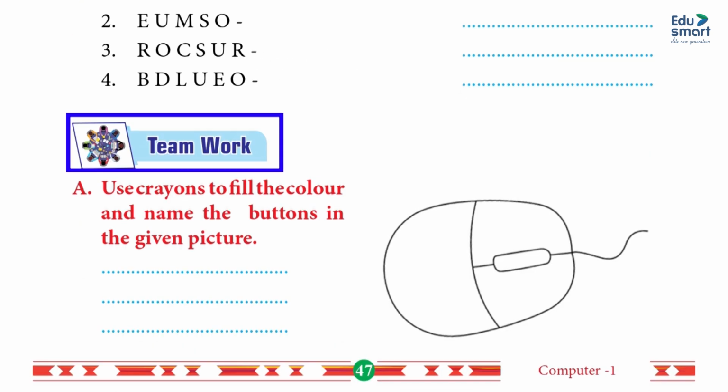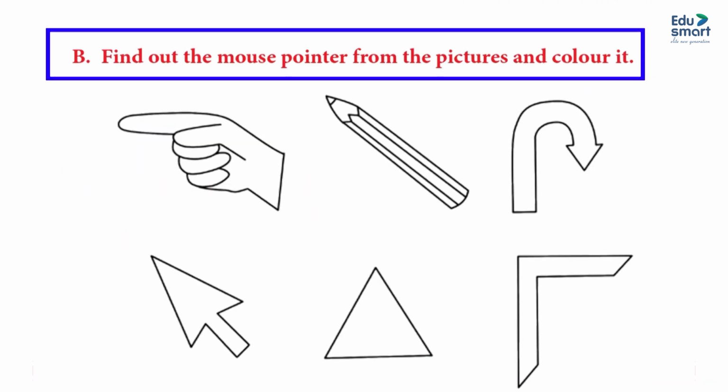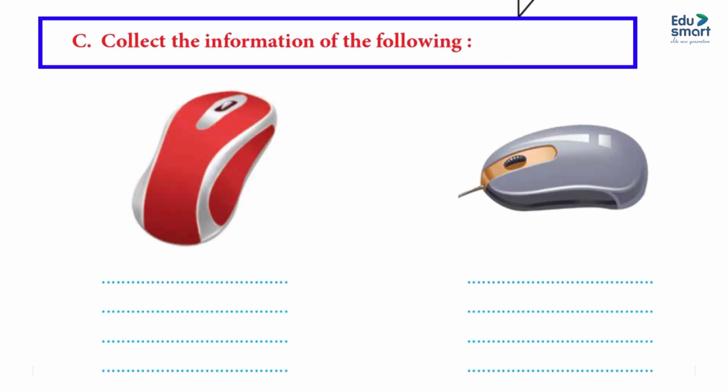Teamwork. A. Use crayons to fill the color and name the buttons in the given pictures. Answer do it yourself. B. Find out the mouse pointer from the pictures and color it. Answer do it yourself. C. Collect the information of the following. Answer do it yourself.